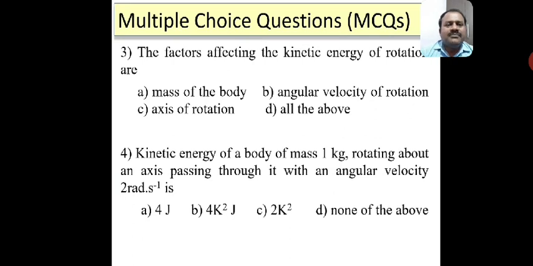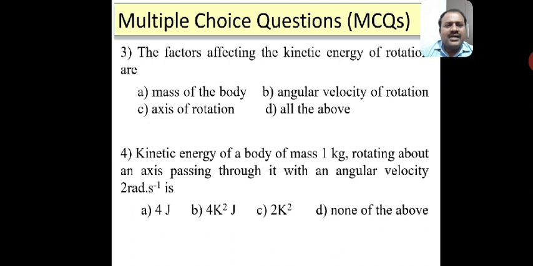The third question: the factors affecting kinetic energy of rotation are, options: mass of the body, angular velocity of rotation, axis of rotation, and all the above. Now we all know that kinetic energy is given by half I omega square. I is moment of inertia. Moment of inertia depends on mass and axis of rotation, and we have omega, angular velocity. That means kinetic energy depends on all the three factors. Therefore, the correct answer is all the above, option D.